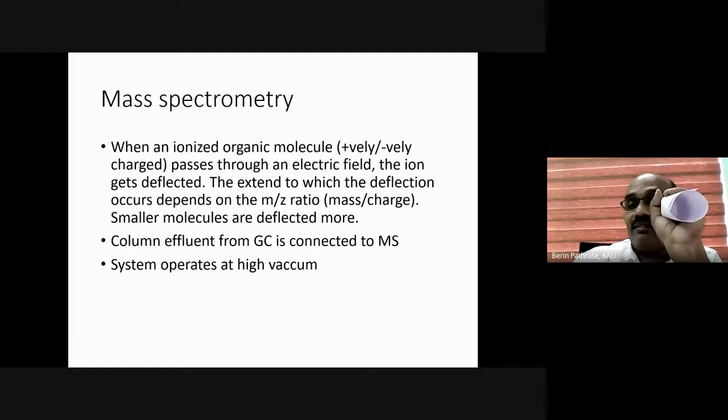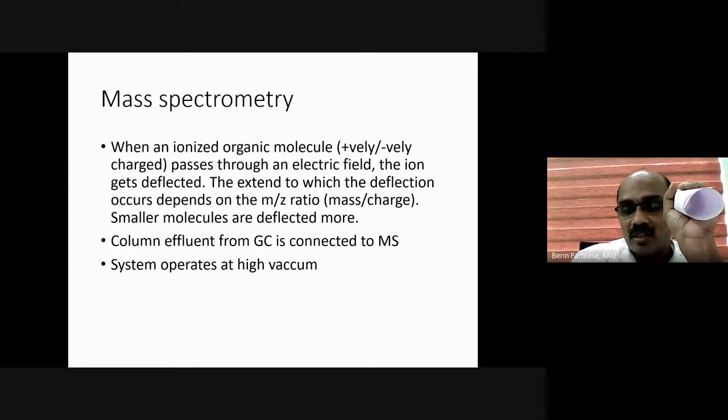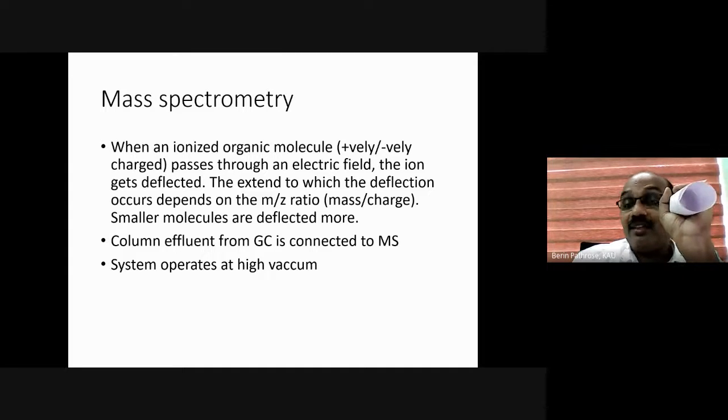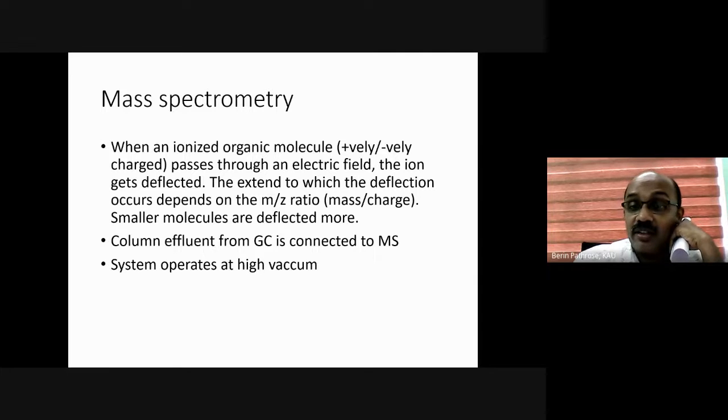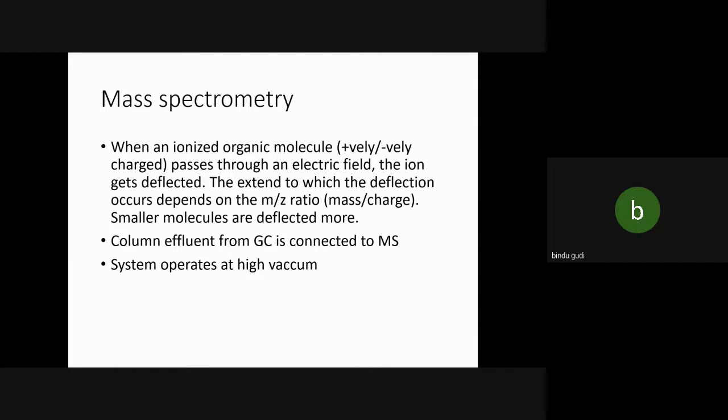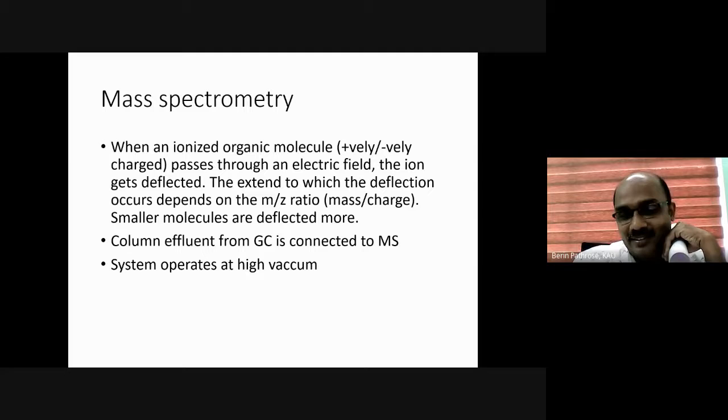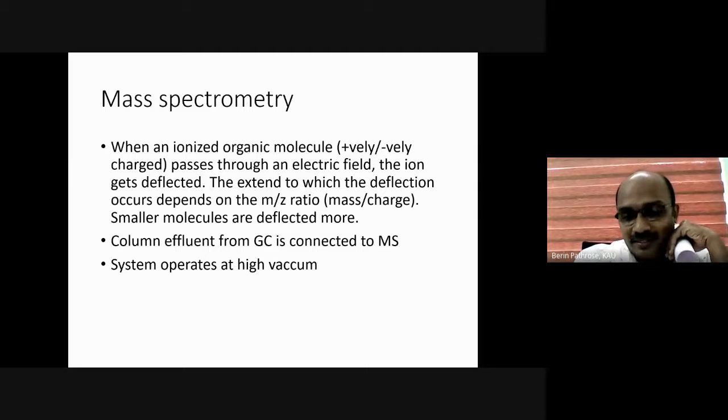But then we have two molecules. One has very high molecular weight and another has low molecular weight. Then what happens to that deflection? Which one will be deflected quickly and which one slowly? The lower molecular weight one is deflected quickly. Just imagine a human and an elephant. Which one can turn quickly? Human.